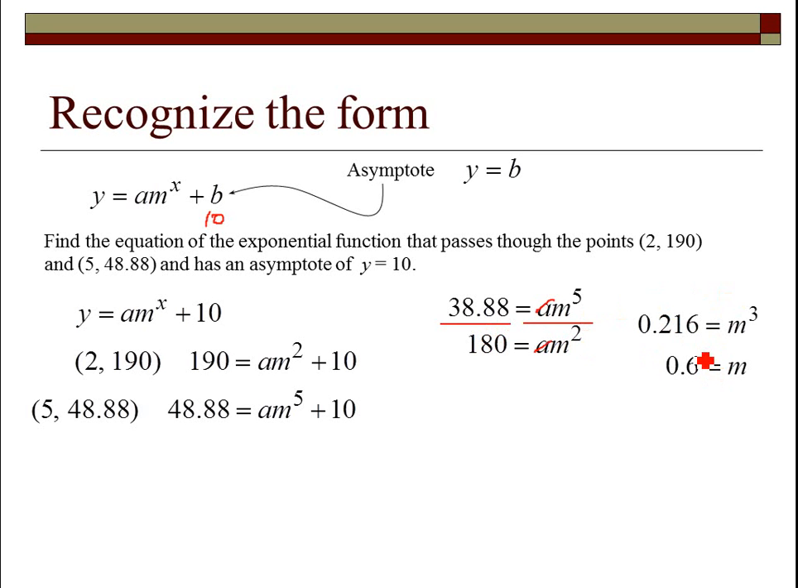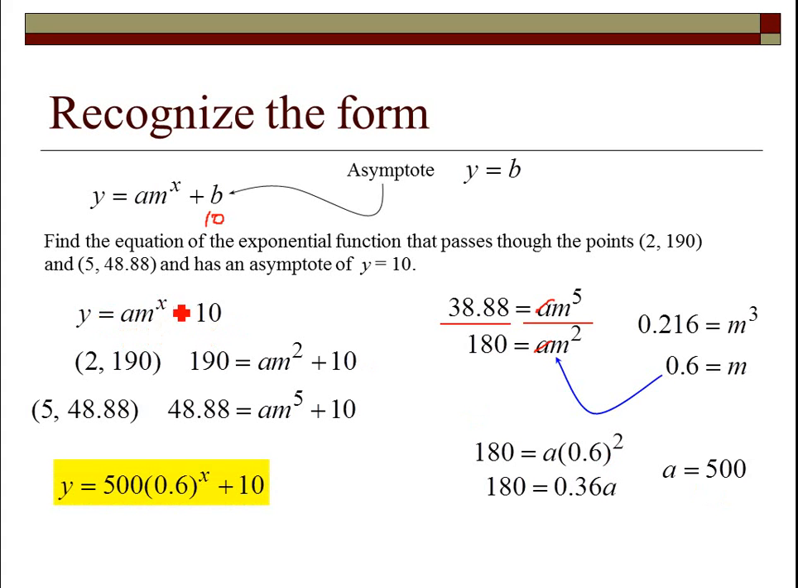Now I'm going to take this equation right here. I'm going to take my m and plug it back into any of these equations. But in this case, it's actually easiest to plug it into this guy right here. So I got 180 is equal to a times 0.6 squared. 0.6 squared is 0.36. 180 divided by 0.36. I get a is equal to 500. Now I just got to put my pieces together. So I've got y is equal to 500, my multiplier was 0.6, to the x plus 10.